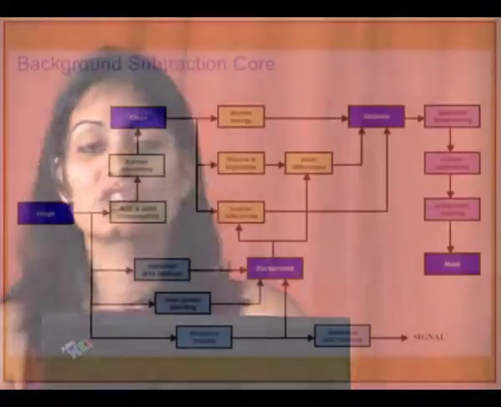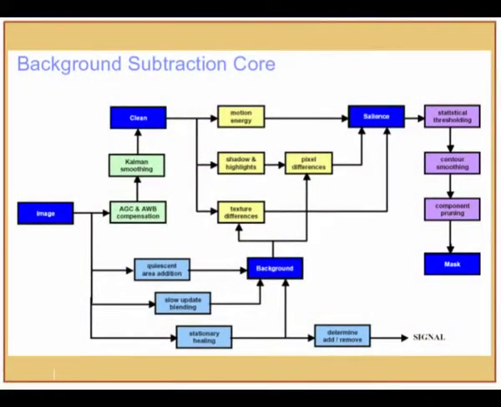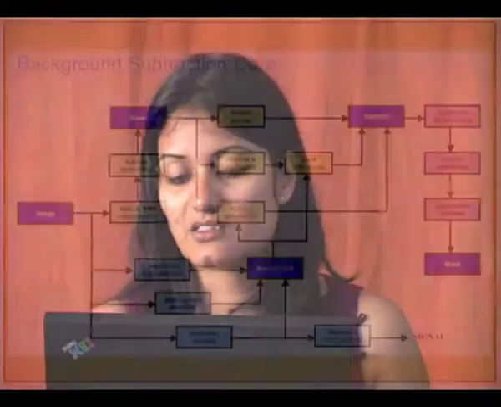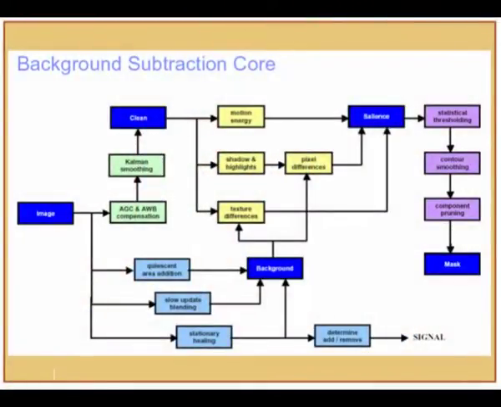There were all these stages in a full-fledged application. So this is via input image, and you could do Kalman smoothing to it. You clean it up, do motion edge energy, process it for shadow and highlights, texture, find out the texture differences, pixel differences, and again all these processing that you could do, quiescent area addition, slow update blending. I don't know all of this, but some parts of it, yes, I have worked on. Stationary healing, and then we get our background, right?